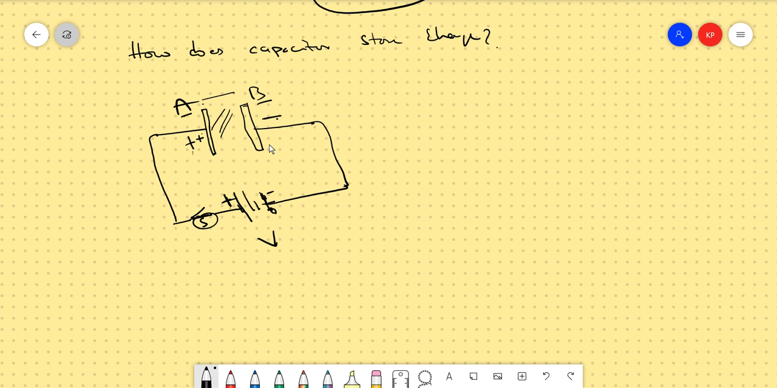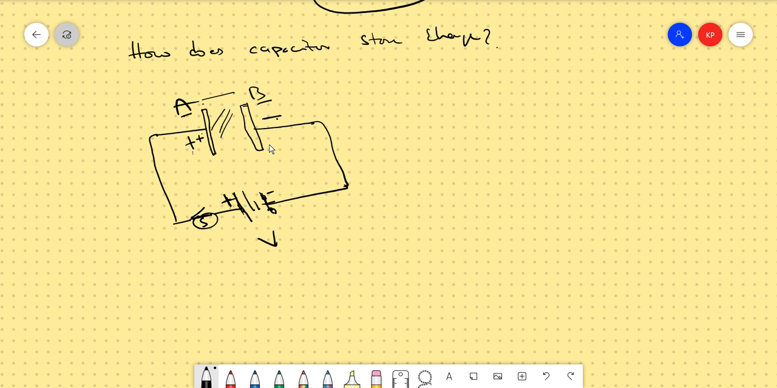Now if you open the switch, the capacitor will remain in the charged form. So like this, the capacitor stores charge. Here we can say that first we have given supply, with the positive terminal to the A plate and the negative terminal to the B plate. Whenever the positive terminal is given to the A plate, the electrons in the A plate will be attracted by the positive terminal of the battery.